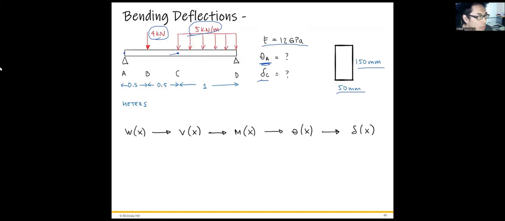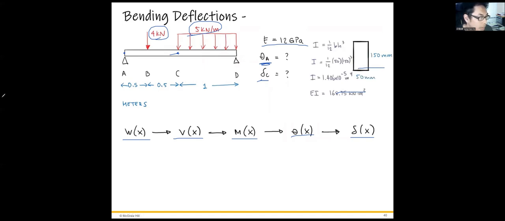Okay, so we know the process for the singularity function, right? We already know the process of the singularity function from its distributed load. Take the integration, we get the shear. Another integration, we get the moment. Take the integration, we get the slope. Take the integration, we get the deflection. Then we calculate the moment of inertia, the second moment of inertia, and we figure out EI, just the I value times the Young's modulus, right?